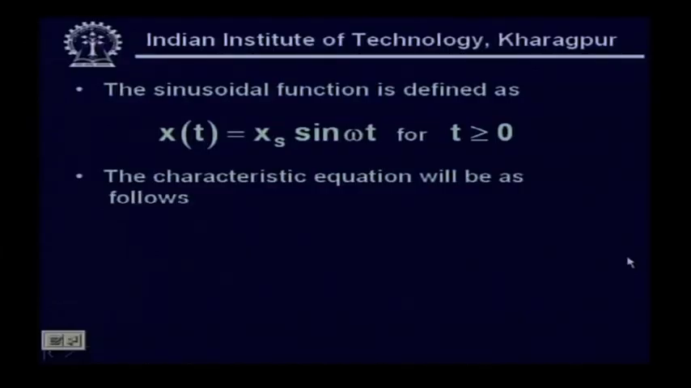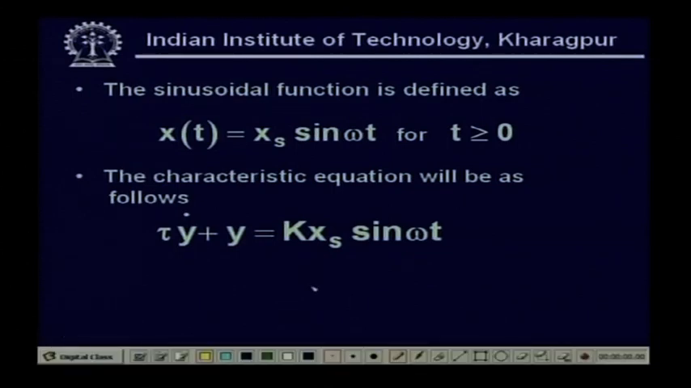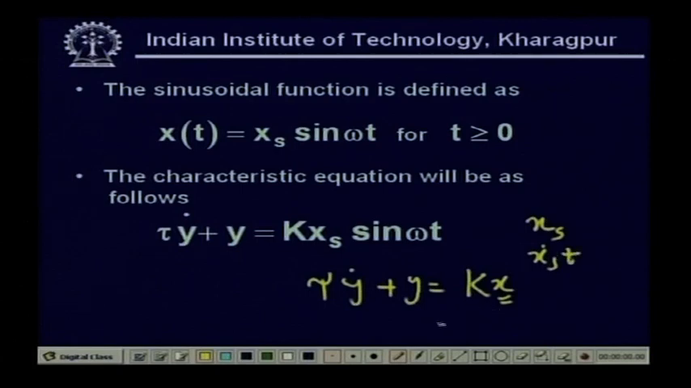So, the characteristic equation will be as follows. Obviously, I have just replaced the right hand side x by k x_s. So, tau y dot plus y equal to k x_s sin omega t. Initially, our basic equation, we remember from the very beginning of the lecture, is tau y dot plus y equal to k x. In the case of step input, we have replaced x equal to x_s. In the case of ramp input, we have replaced x equal to x_s into t. In the case of sinusoidal input, we have replaced x by x_s sin omega t, right.